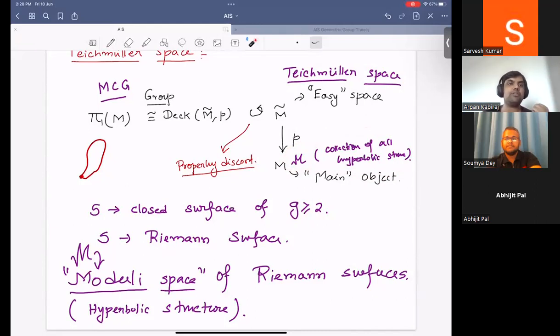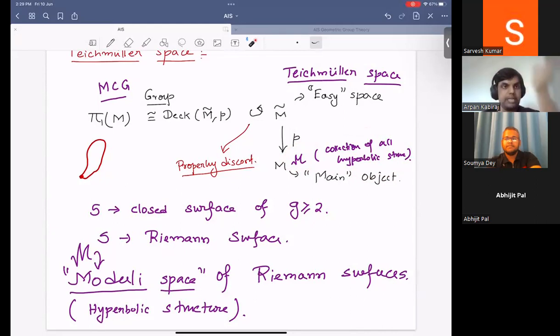Ultimately, at the end of the day, what we are going to consider is the collection of hyperbolic metrics. And then two metrics we will call equivalent if they are homotopic, and so on. So that's the motivation for defining Teichmüller space, at least from our point of view.